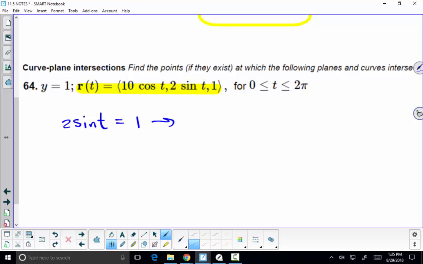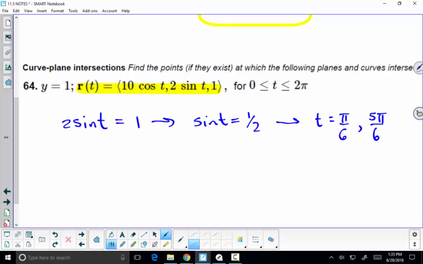So let's see. We get sine of t is equal to 1/2. And we are told that we're only going to look between the interval 0 and 2 pi. So this curve has a start point and an end point. This tells us that we're looking at 1 revolution of the unit circle. So we're going to get t equals what, 2 places? Pi/6 and 5 pi/6.